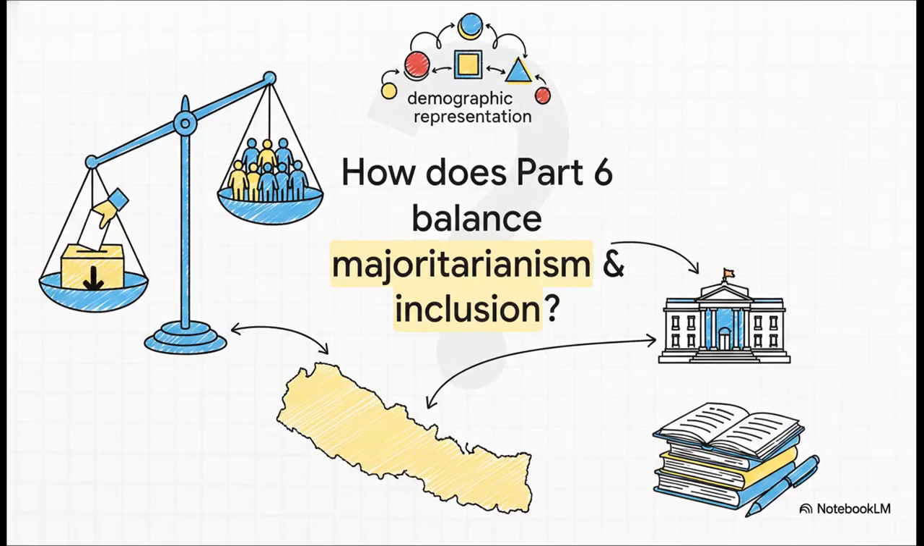So as you keep studying, ponder this final question. How does Part 6 of the Constitution brilliantly balance strict majoritarian election mechanics with an absolute mandate for demographic inclusion? Grasping that balance isn't just about understanding the executive branch. It's the secret to completely acing this topic on your Loksewa exam.